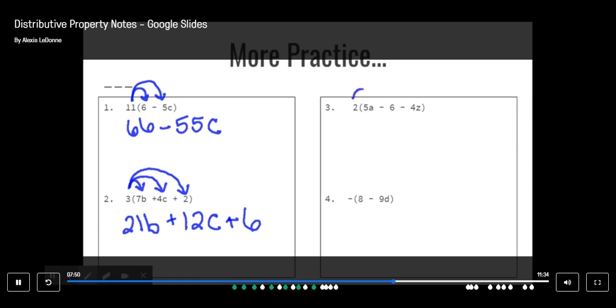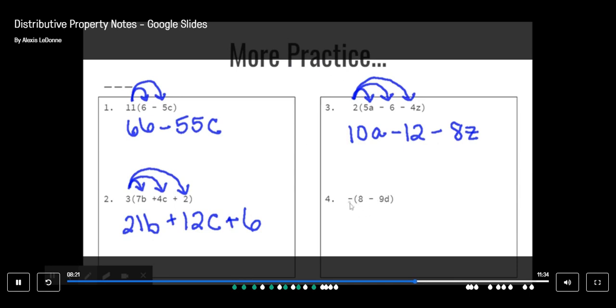Now looking at number 3, 2 times 5a will give me 10a. Multiply 2 to negative 6 will be a negative 12. 2 times negative 4z, so 2 times a negative 4 will be a negative 8, and bring down your z. Again, this is an a, this one's a constant, and this one's a z, so we cannot put these together. This is our final answer.